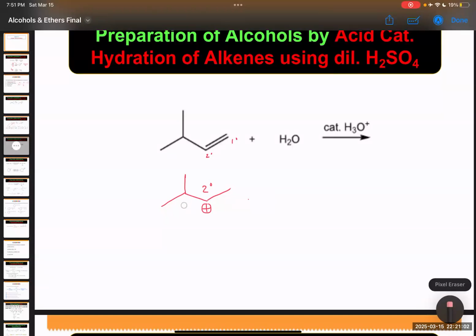But which group at this position? This position already has H, methyl, and methyl. So which group is going to get shifted towards the carbocation, and the carbocation should come at this tertiary position. So which group should I choose to take it on the other side? The shifting will be as per the migratory aptitude: hydrogen, then phenyl group, then tertiary group, then secondary, then primary, and then methyl.